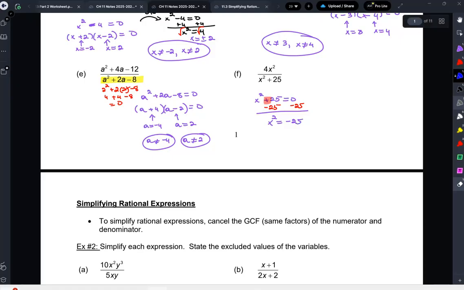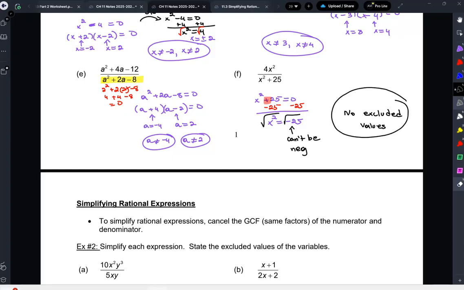Let's take a square root. Can you take the square root of a negative number? No. Okay, so it can't be negative. That means there are no excluded values. Don't say no solution, because what we're looking for here is, are there any values that don't work? But there aren't. Okay?